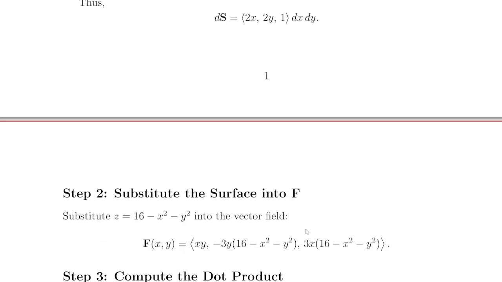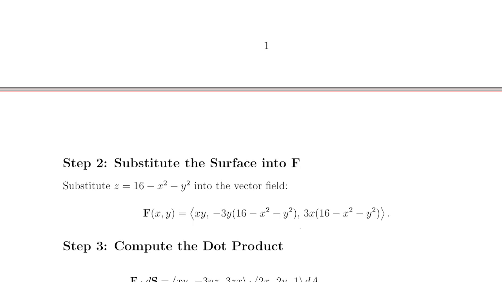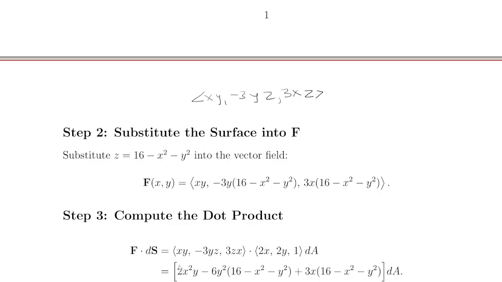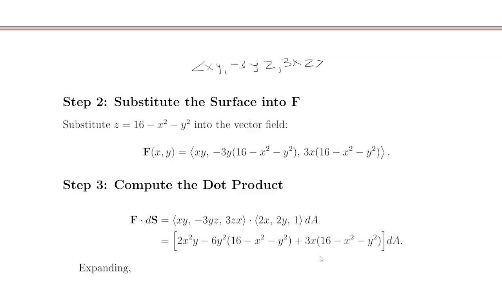Now let's substitute z into the vector field. The vector field was given to us as xy, negative 3yz, and 3xz. But remember that z is just the paraboloid, 16 minus x squared minus y squared. So that's why we make the substitution here. And now we need to do a dot product with dS. What we found was dS equals 2x, 2y, 1 dA. So we want to take the dot product with this right here.